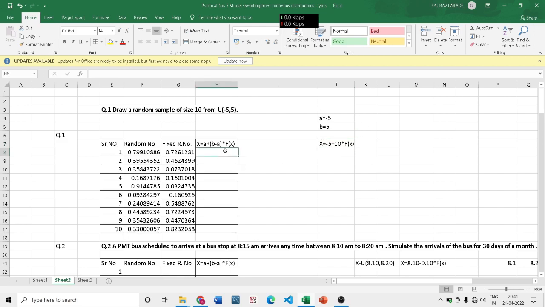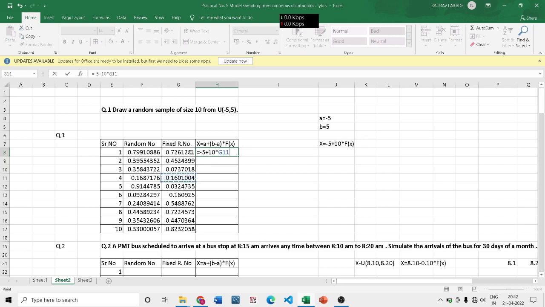So simply I will use that formula. For using any kind of formula, we must start with the equal to sign. So equals to minus 5 plus 10, star F of x. Now here, my F of x means what? These values, right? These values are basically called the capital F of x.